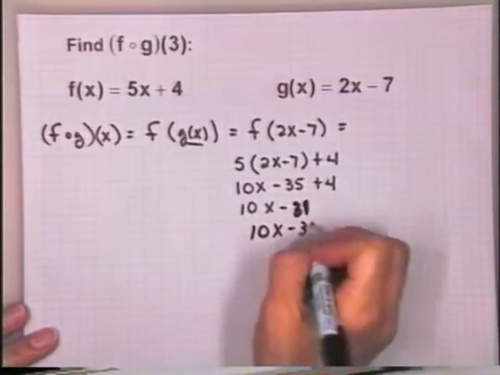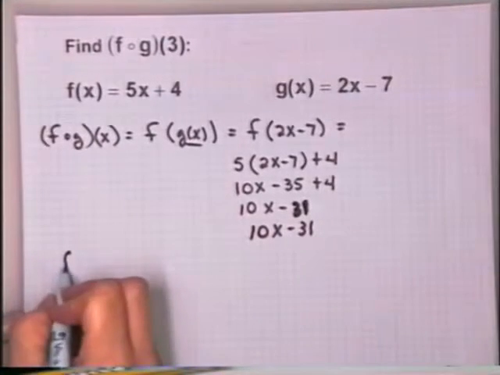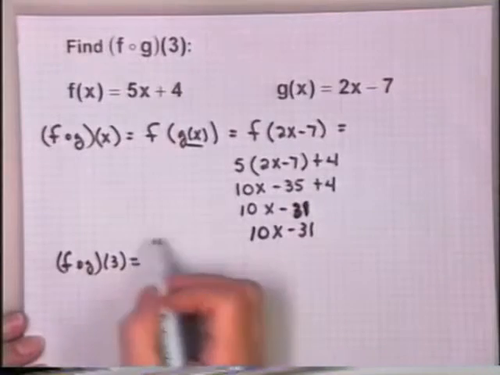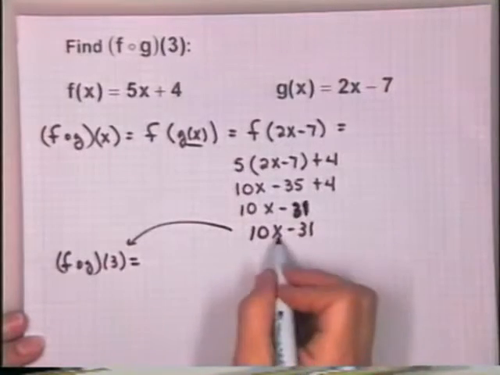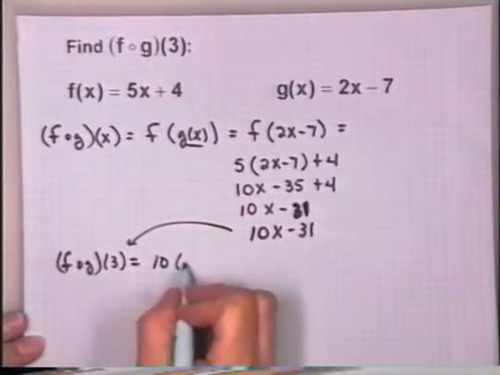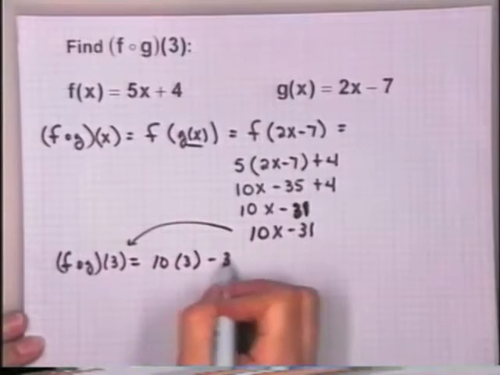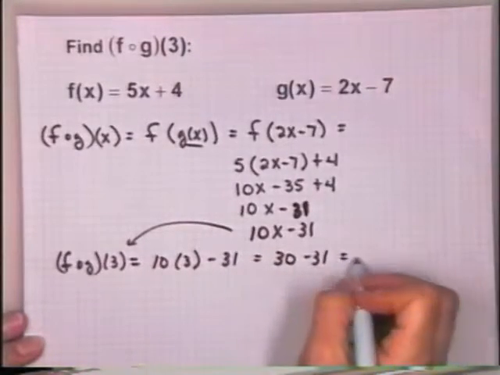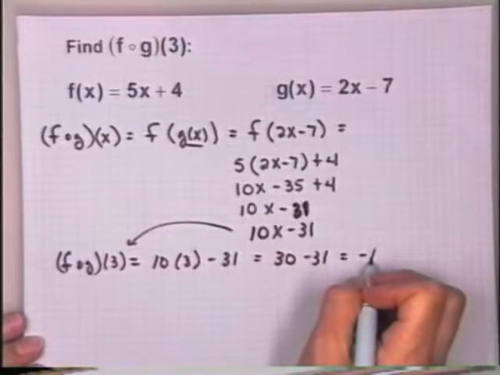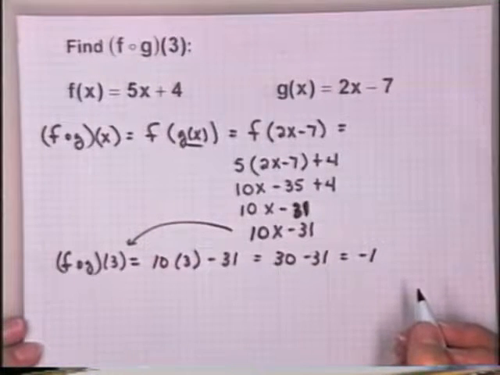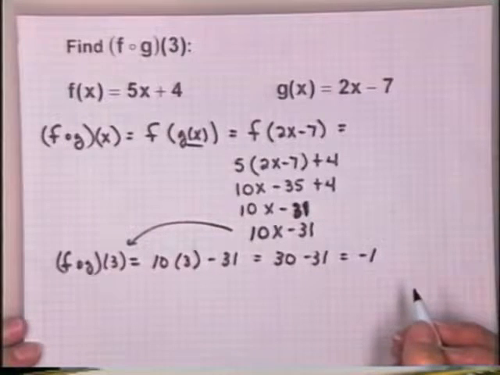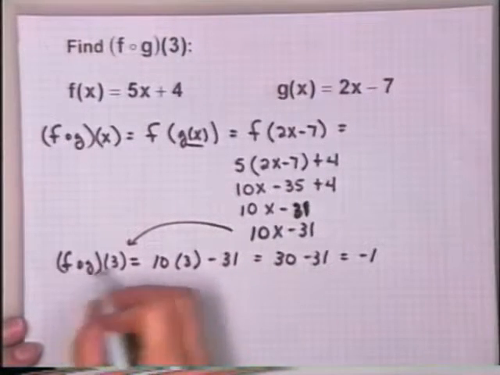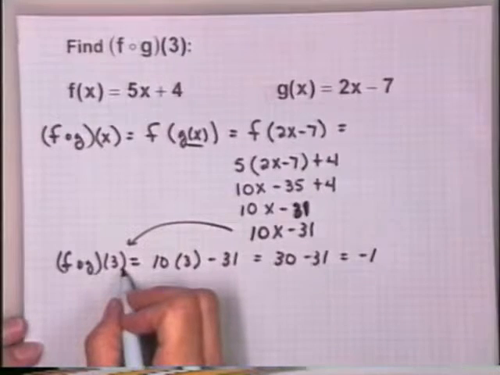10x minus 31. Now, if I want f circle g of 3, since I have a definition, I can just replace this with a 3. 10 times 3 minus 31 is 30 minus 31, or negative 1, isn't it? That's one way. Now, I would recommend this one way if you're going to be evaluating f circle g at lots of values.